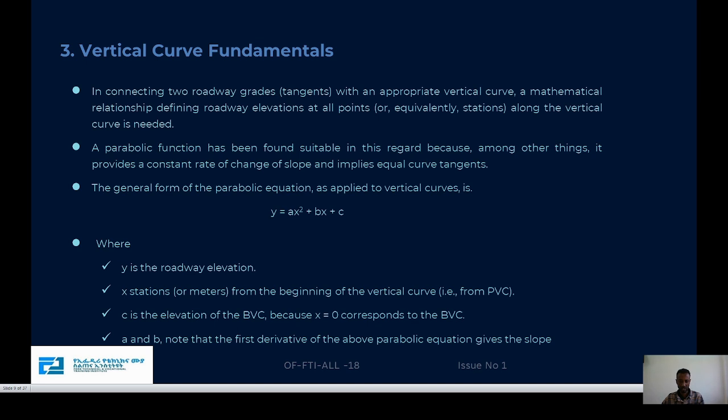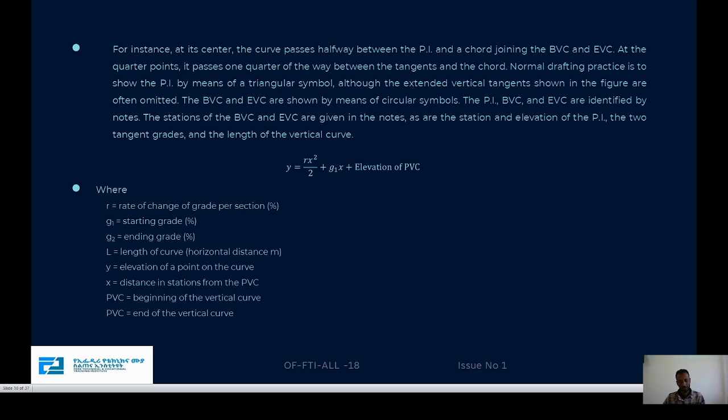y = ax² + bx + c. Here y is the roadway elevation, and x is the station, always measured from the beginning of the vertical curve. c is the elevation at the beginning of the vertical curve, and a and b are derived from the first derivative of the parabolic equation.